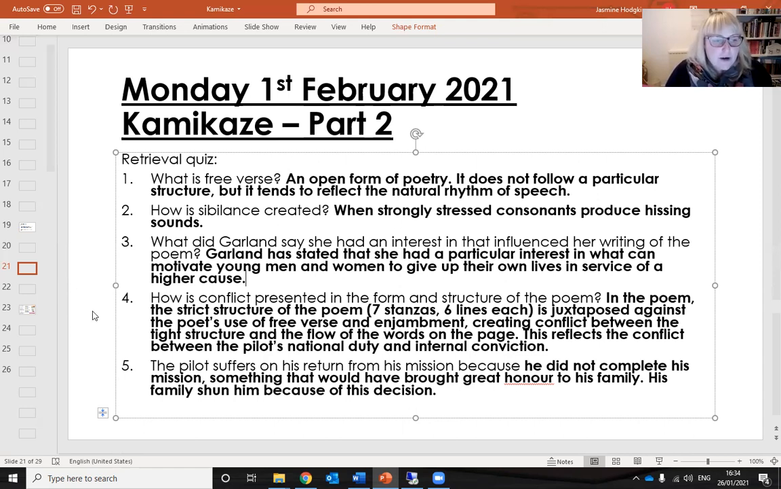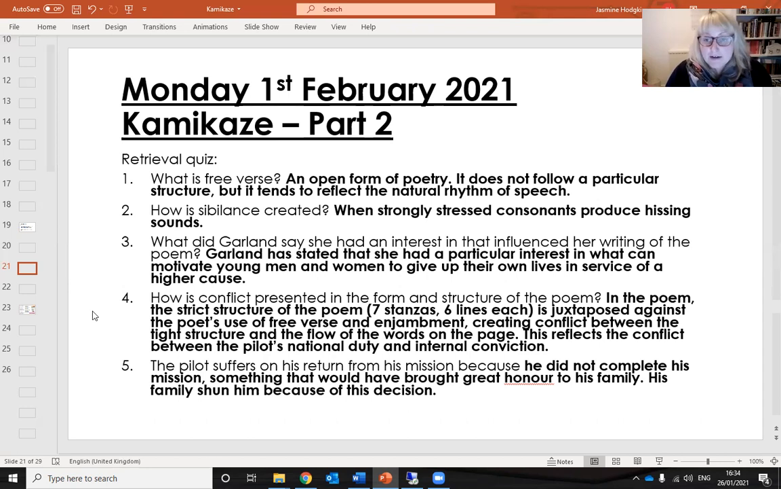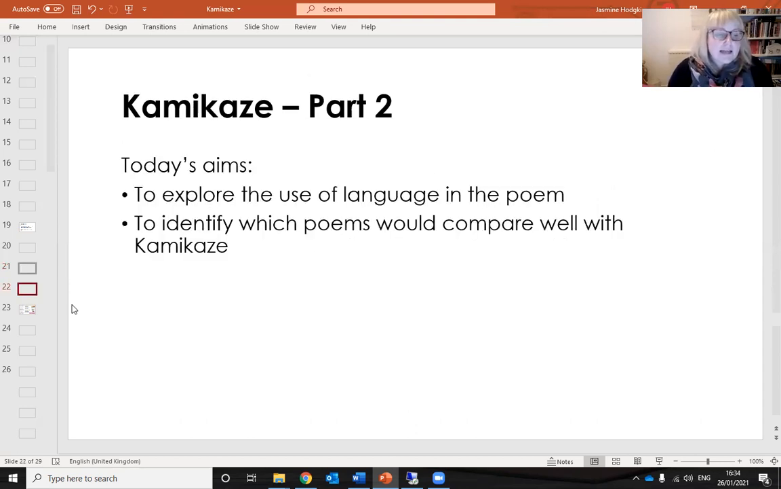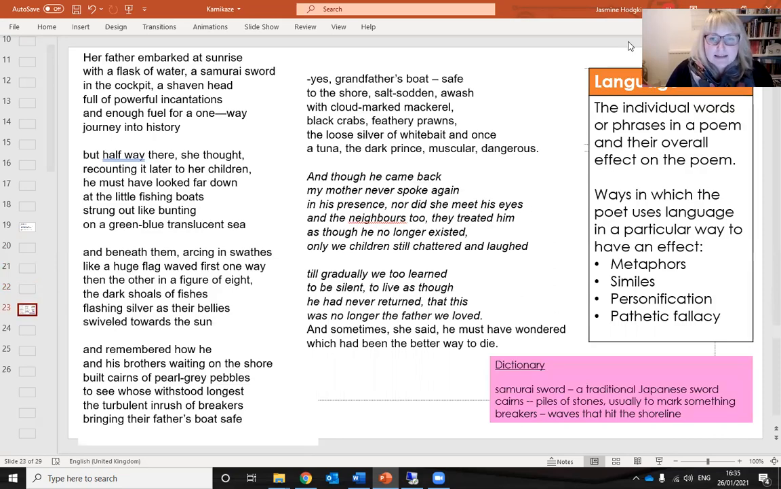Mark your answers. If you got them right, well done. If you got any of them incorrect, please make a note of those ones as being ones to revisit. Pause the video if you need to, but otherwise, moving on. So today's aims are to explore the use of language in the poem and to identify which poems would compare well with Kamikaze. Having a look at language then.